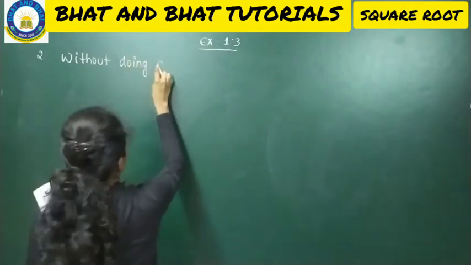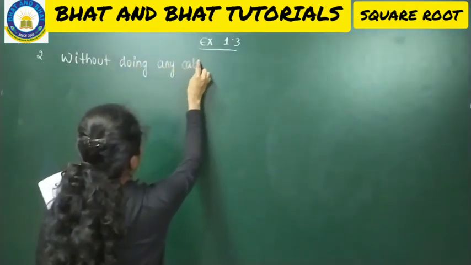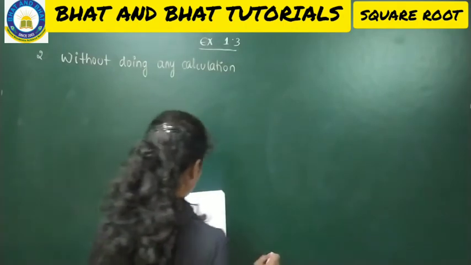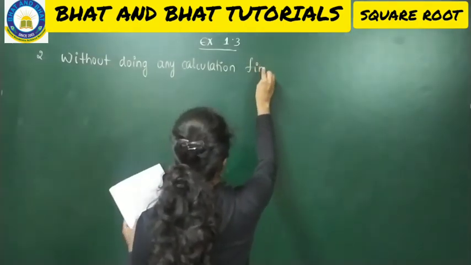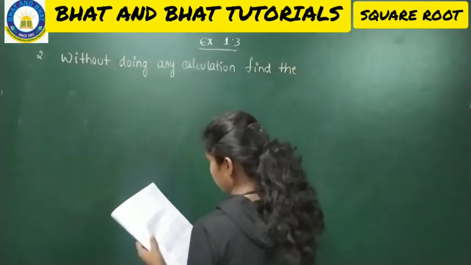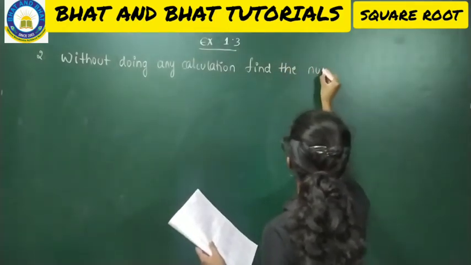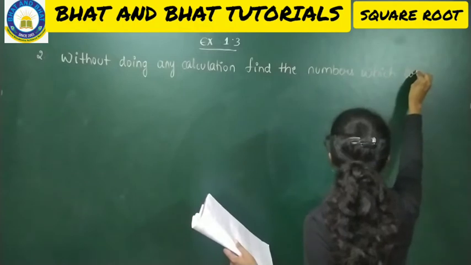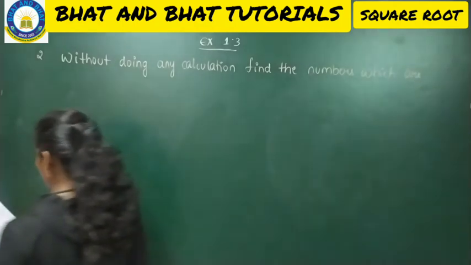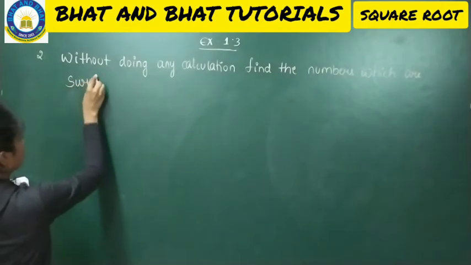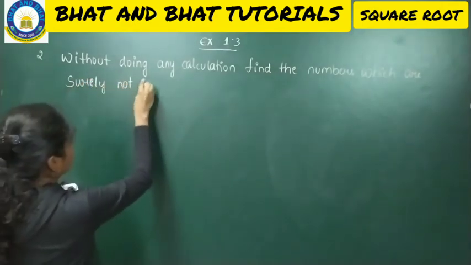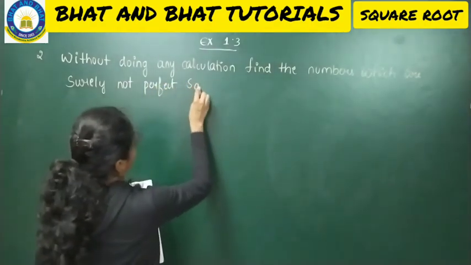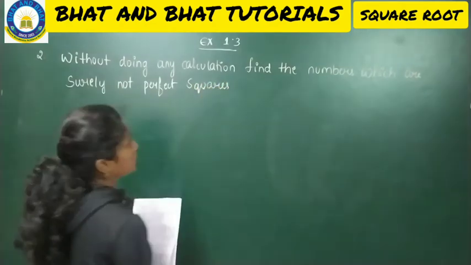Without doing any calculation, find the numbers which are surely not perfect squares. Got this? So this is your question.